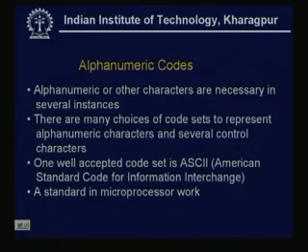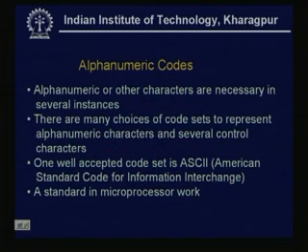Now, we see some other codes. One is called the alphanumeric codes. Alphanumeric codes or other characters are necessary in several instances. So far, we have seen only numbers, either decimal, octal, or hexadecimal, but sometimes we need characters and some other control characters. Then how can they be converted into binary values 0 or 1 if used in a computer?